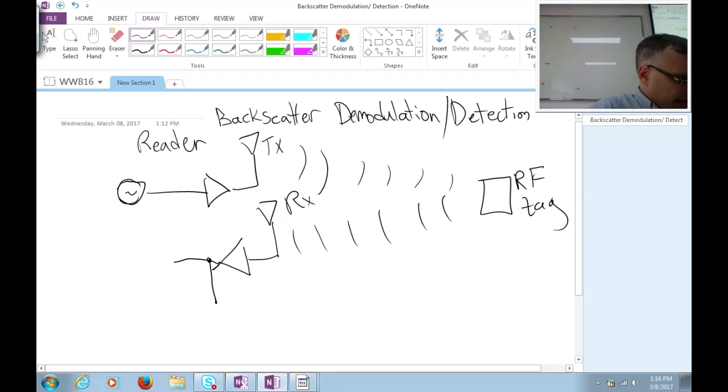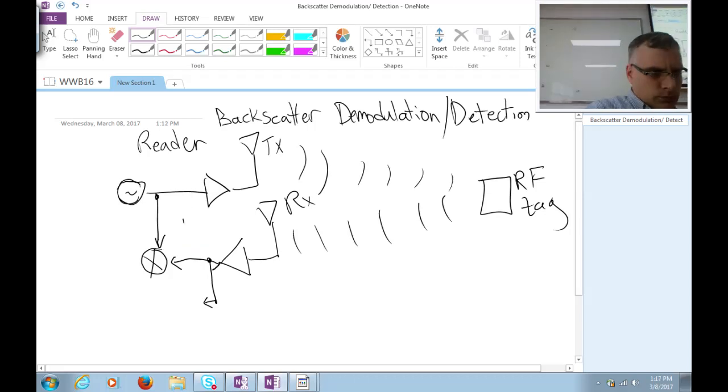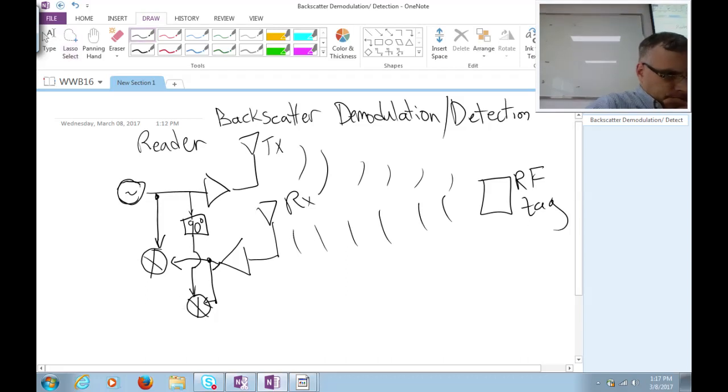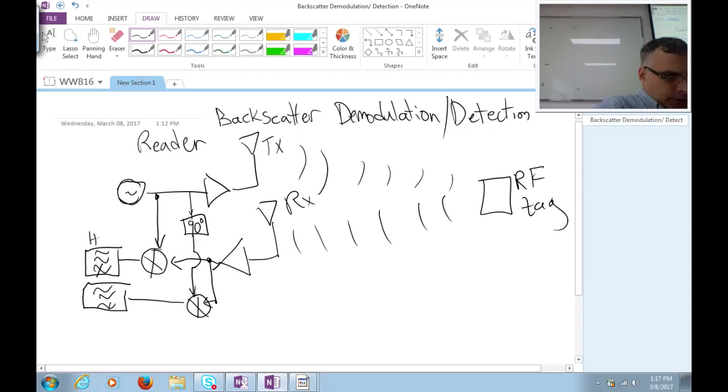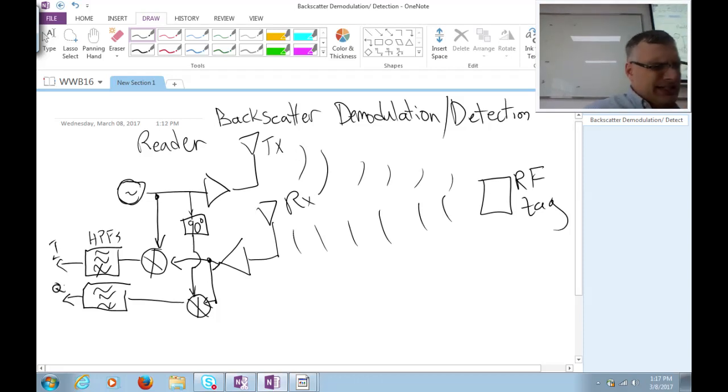You would take two branches of that signal and copies of your original oscillator, run these through high pass filters, HPFs, to get an in phase and a quadrature baseband signal out.